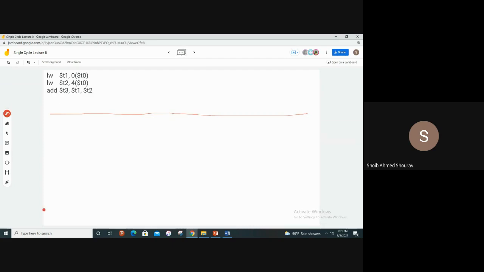We assume the same value, so we assume there will be only 200 picoseconds of the time cycle. So it is 200. We are drawing the time cycle. It is 400, 600, 800, 1000, 1200, 1400.